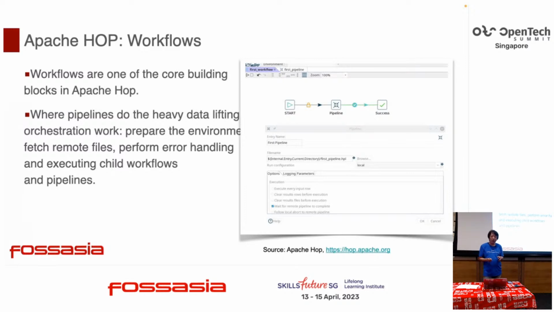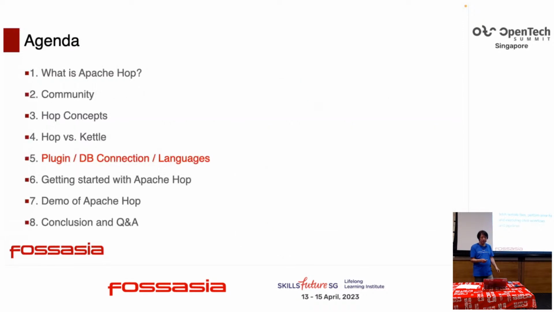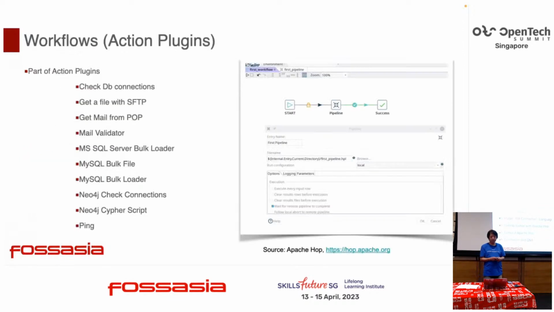Workflows are one of the core building blocks in Apache Hop. Where pipelines do the heavy data lifting, workflows do orchestration and logging. So we can control several pipelines from one workflow. We have a lot of plugins, a lot of servers, a lot of databases. It's one of the action plugins.